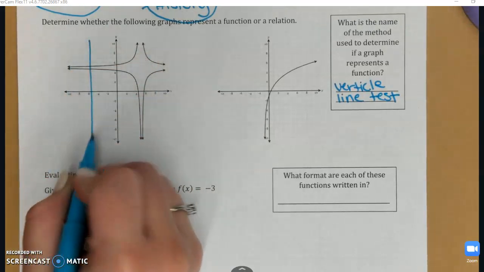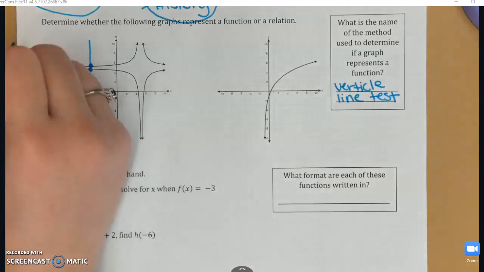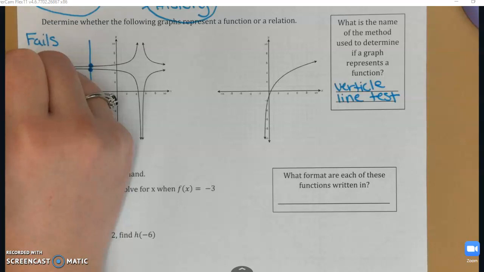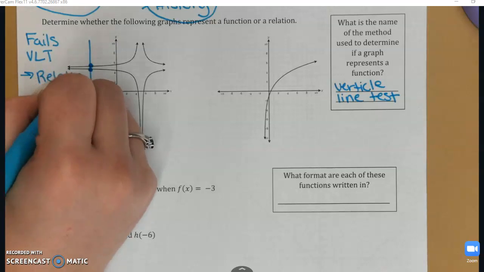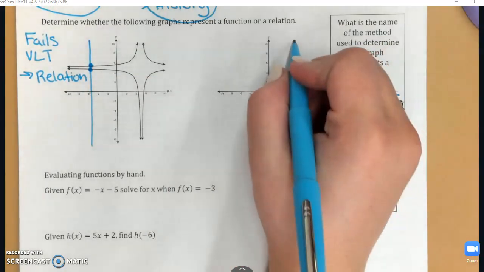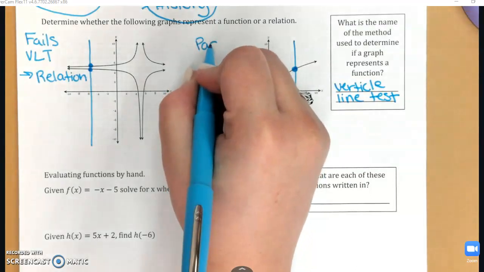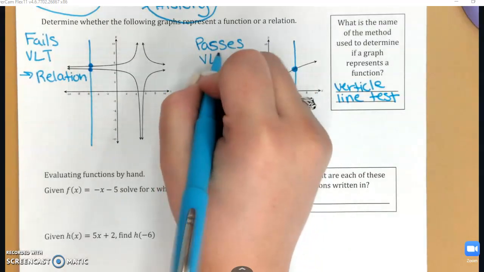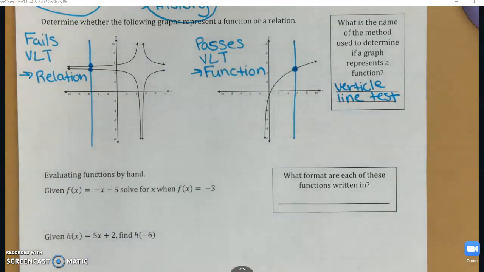So if I do that first for this graph on the left, notice it touches once, twice. This means it fails my vertical line test, and therefore it is a relation, not a function. When it fails the vertical line test, it's a relation. Now, if I draw a vertical line through my graph on the right, notice it only touches once. So this passes our vertical line test, and it is a function. So again, vertical line test is how we determine if a graph is a relation or a function. Touches once, it passes, touches twice, it fails.